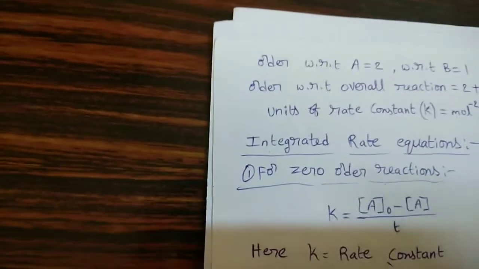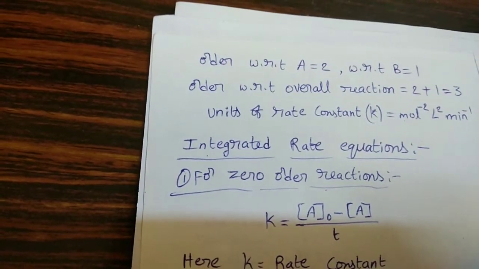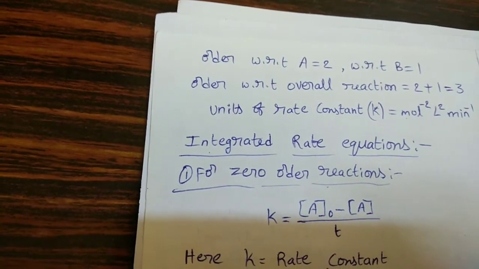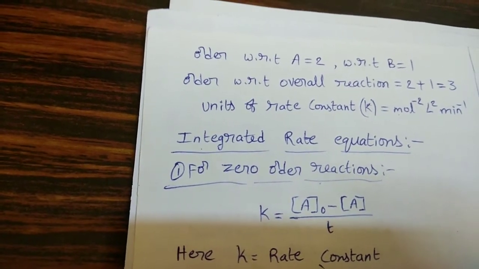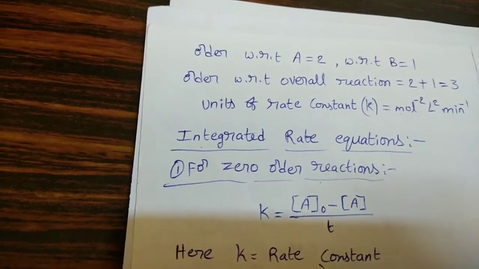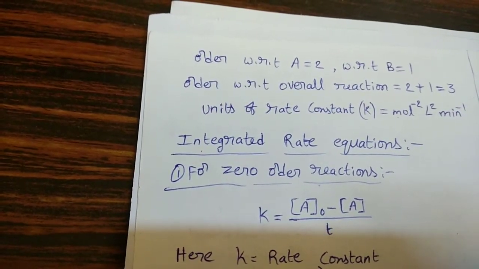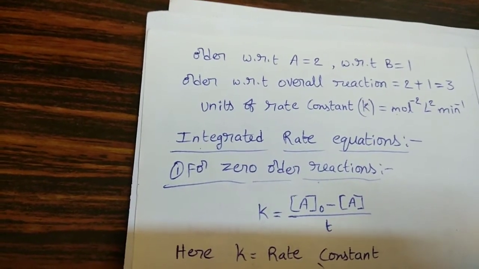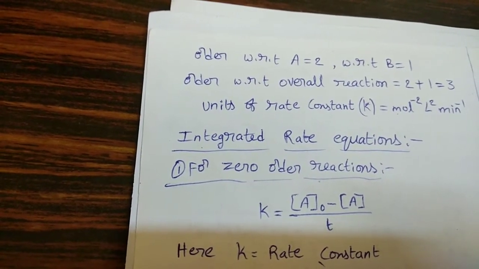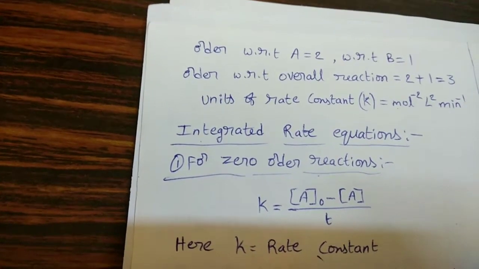Same thing here: order with respect to A equal to 2, with respect to B equal to 1, and the overall order of the reaction is 2 plus 1, 3. Units of rate constant: for a third order reaction, we know that K has units mole power 1 minus n, liter power n minus 1, second inverse. Substituting n equal to 3, we get mole power minus 2 liter square minute inverse.